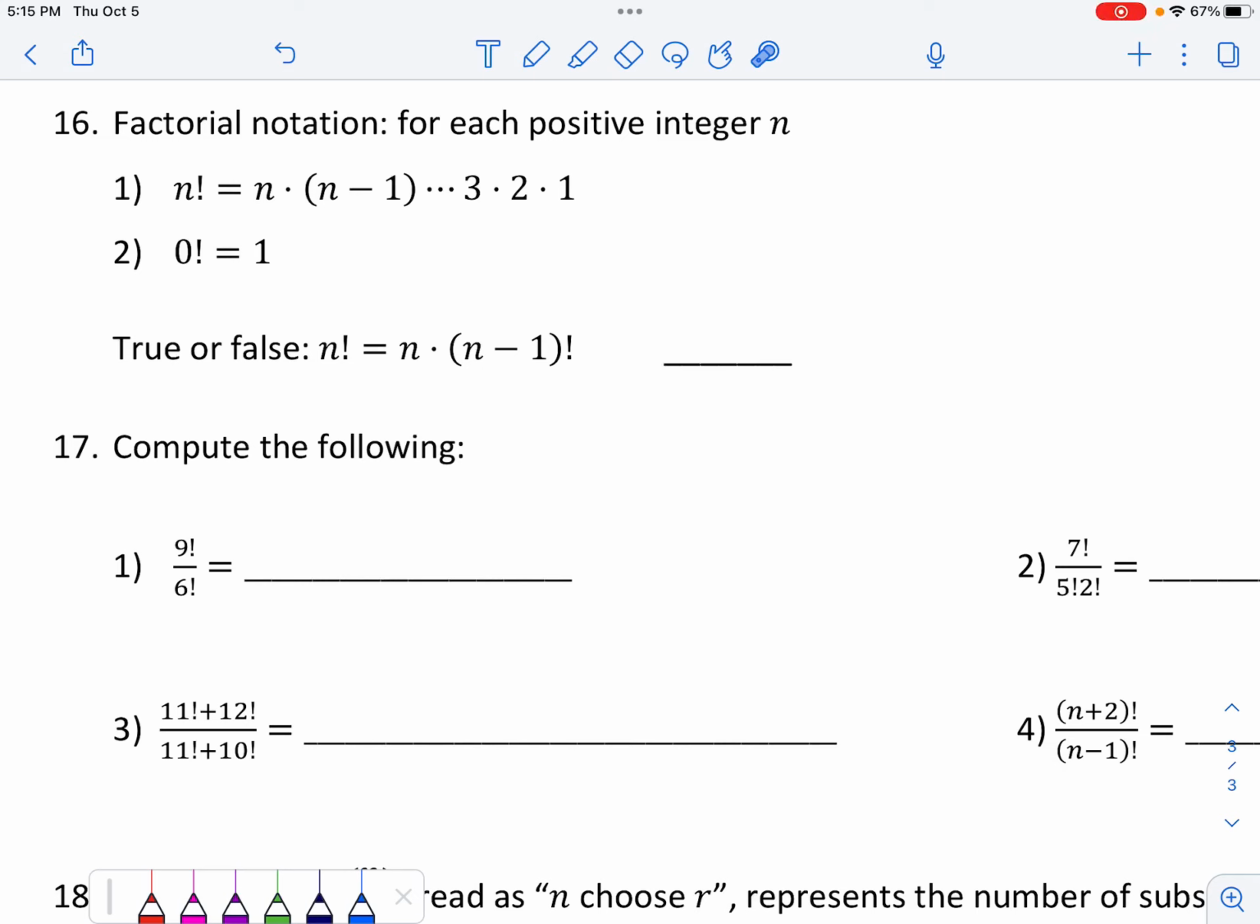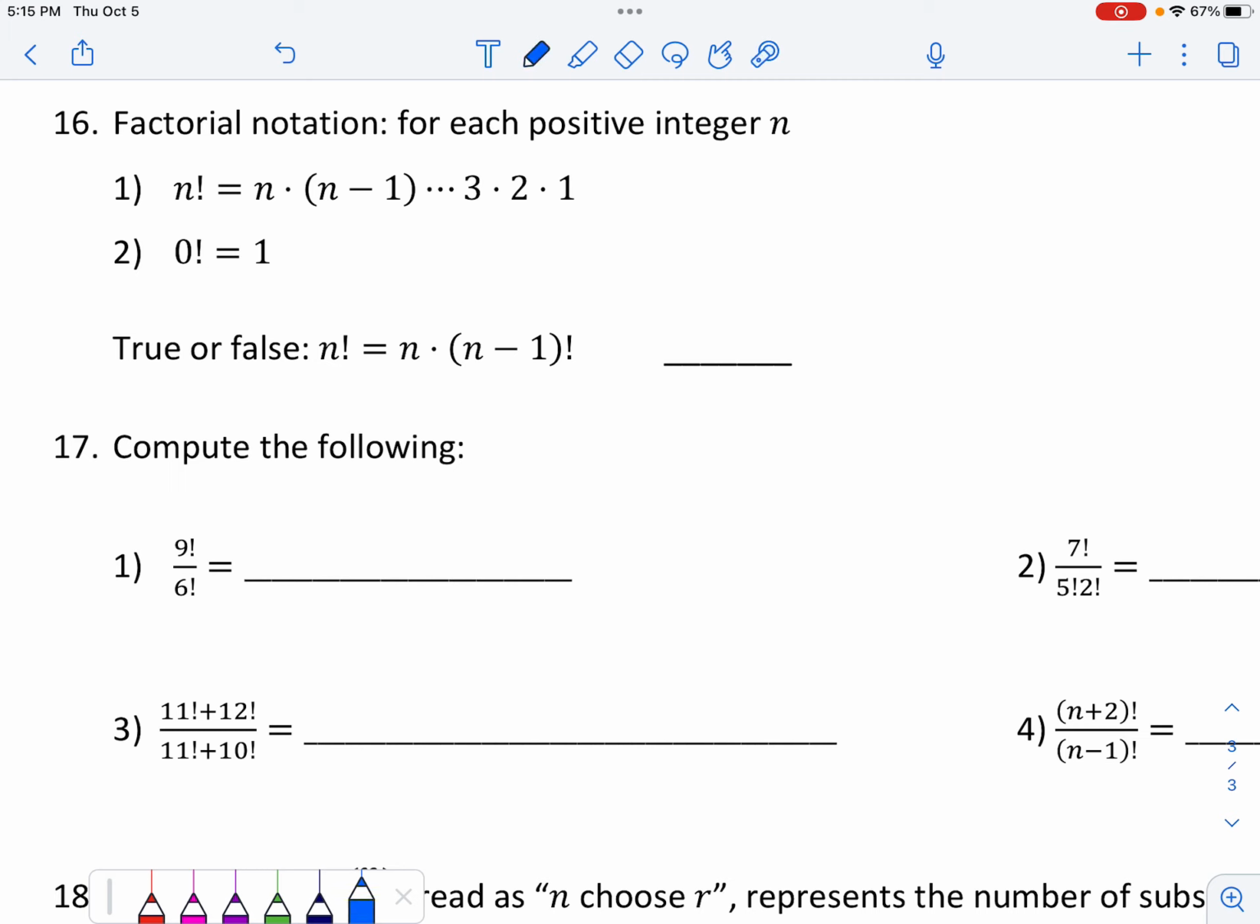We now introduce the factorial notation. For each positive integer n, n factorial is defined to be n times n minus 1 times, and continue this pattern, which is decrease the value by 1 until you multiply down to 3, 2, 1, and when you multiply to 1, then you stop. We also define 0 factorial to be 1.